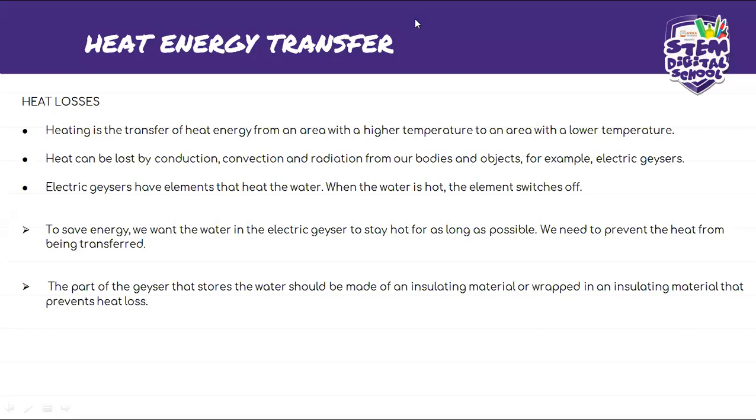Now, here, our application of heat loss has to talk about electric geysers. Electric geysers have elements that heat water, and when the water is hot, the element switches off. So, for example, you can see that.